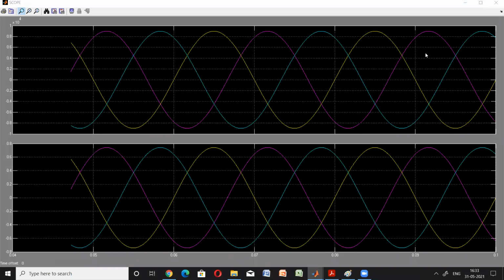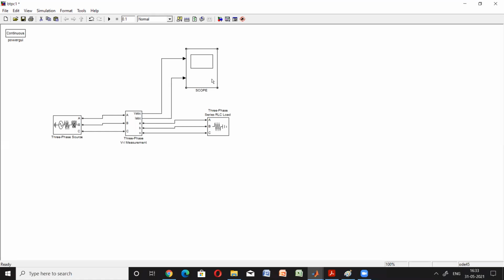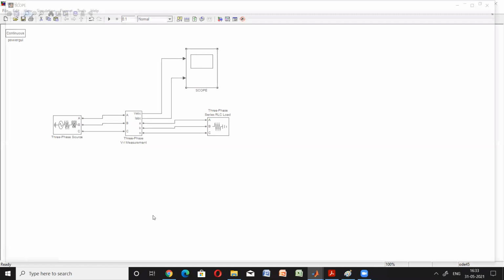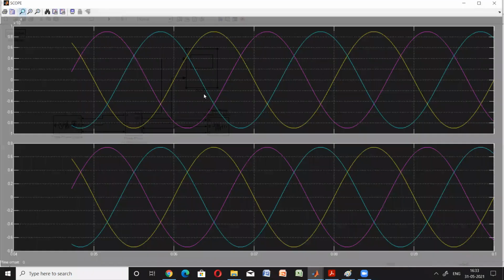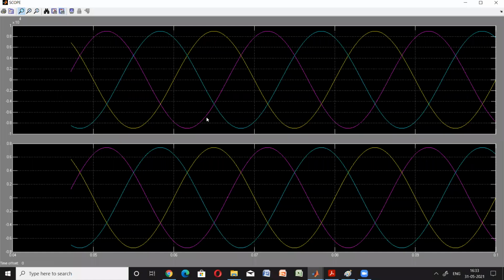So this is the thing we can do for a 3-phase circuit. We don't need different ammeters and different voltmeters. We only need a 3-phase VI measurement, and it can be easily given to the scope, and we can get the output voltage and output current characteristics in a 3-phase waveform. You can see 3 colors are used: violet, yellow, and blue. Violet stands for R, yellow stands for Y, and blue stands for B. As we are using 3-phase, the waveform is also demonstrated in 3 different colors.